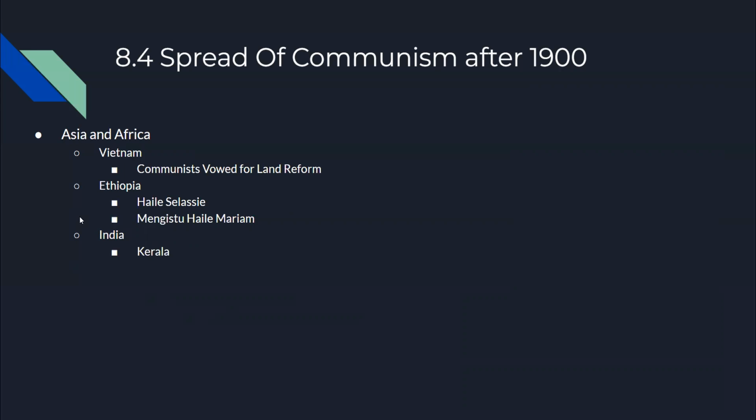Ethiopia. We have two leaders, Haile Selassie, who was aligning the country with the Western powers after the war, and Ethiopia enjoyed economic success based on its coffee trade. Along with that, they had Western-style reforms.